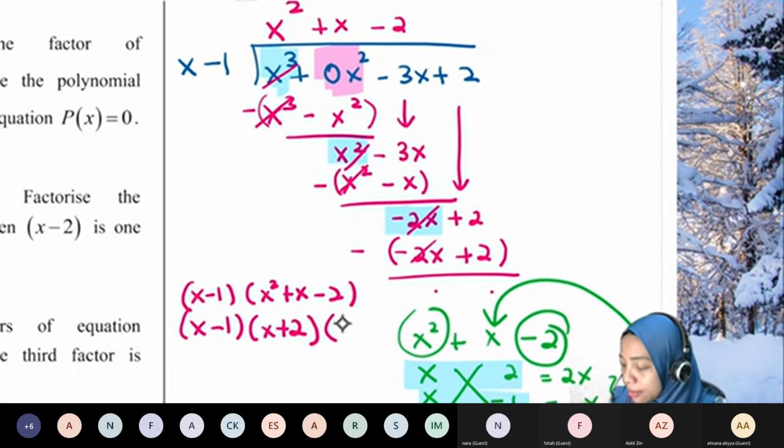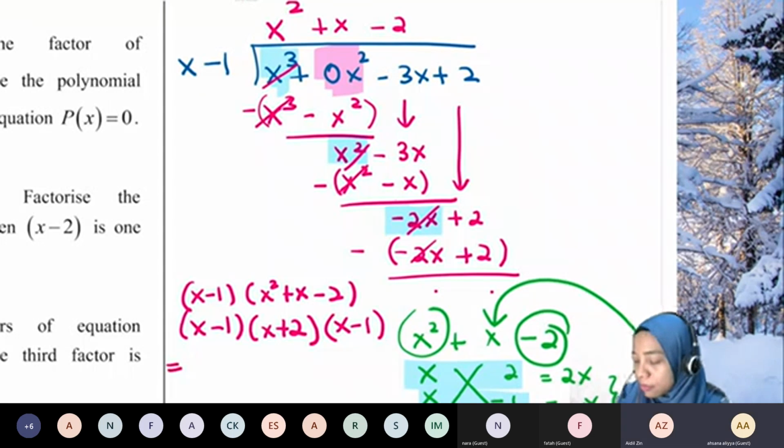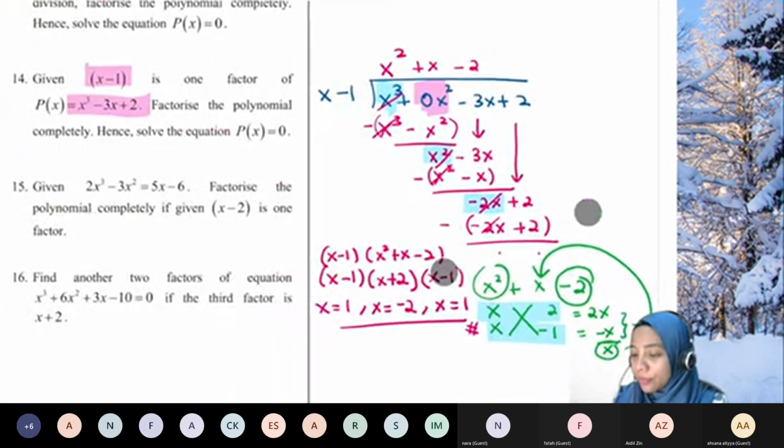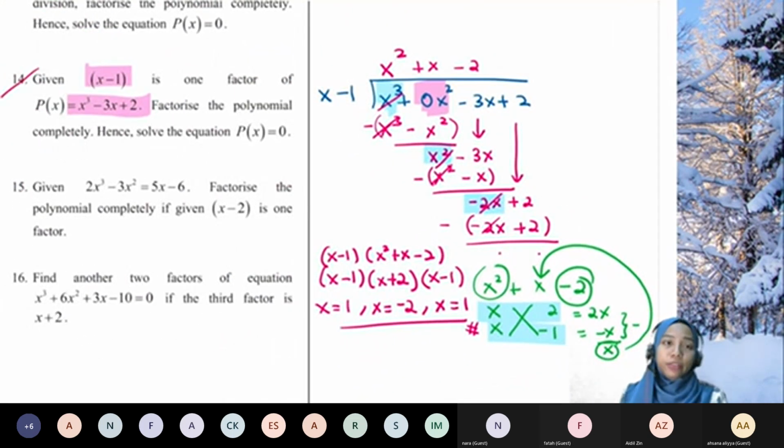Mahir ke semua orang darab silang ni? Faham. Okay, so faham tapi tak equals to mahir. X equals to negative 2, x equals to 1 juga. Okay, this is your final answer. Okay, we've done question 14.